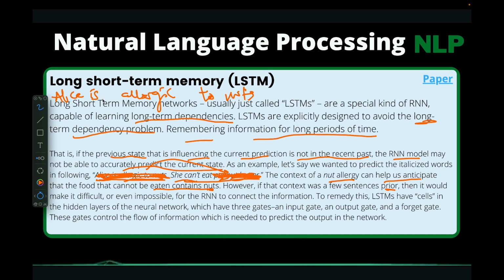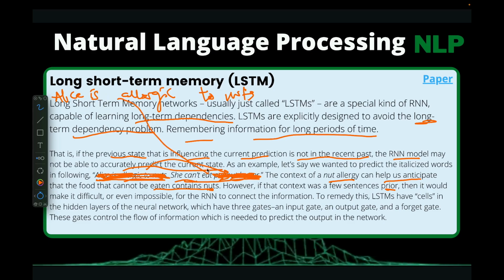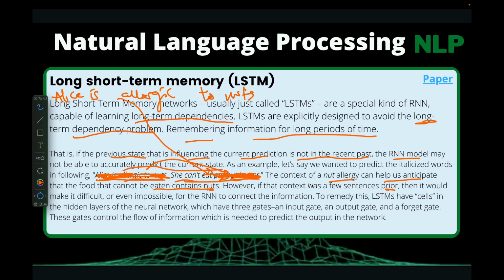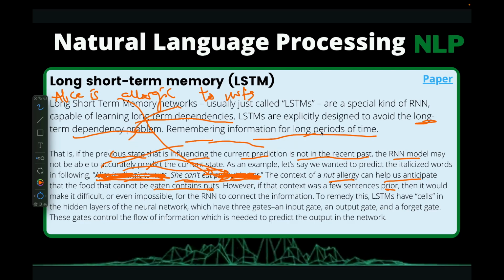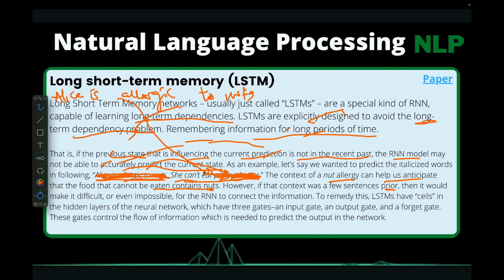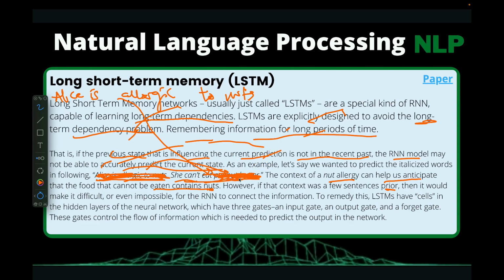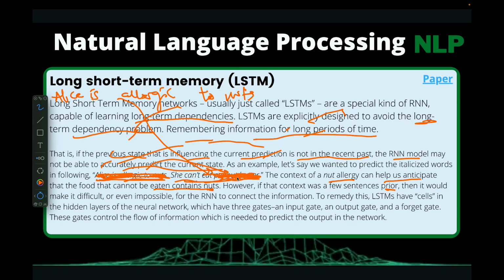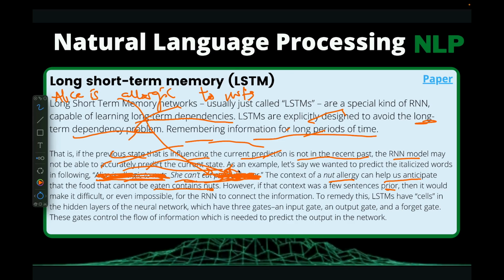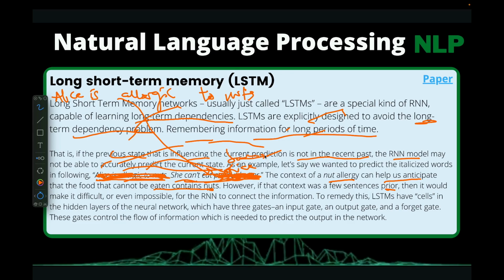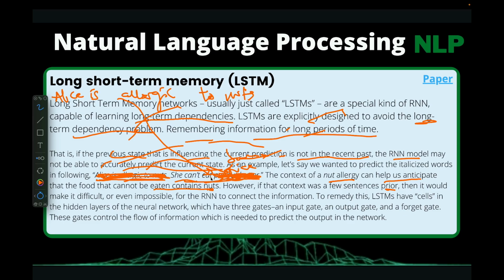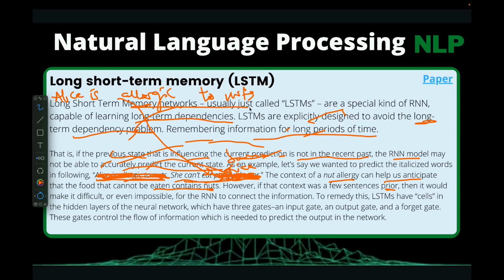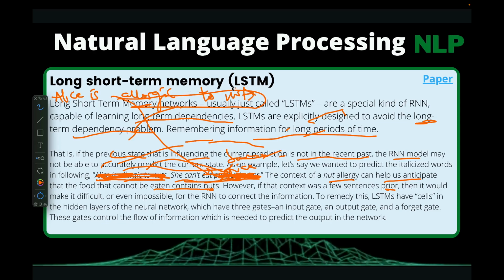Since this one is quite far from where this one is, it's going to be very difficult for the RNN model to actually predict, because there are a lot of other words here which are going to distract the RNN model from predicting peanut butter. She can't eat rice, she can't eat banana, she can't eat poison, she can't eat anything. Anything is possible over here, because it doesn't have the context of allergic to nuts. It's very far.